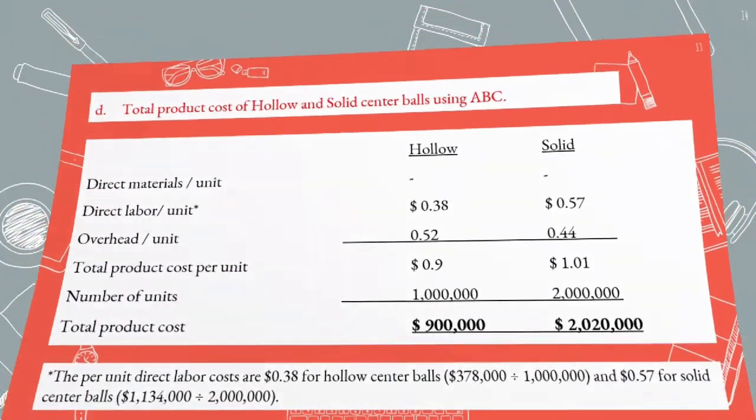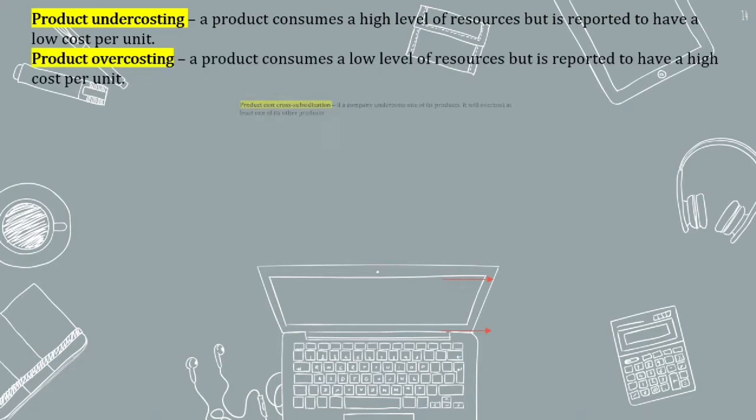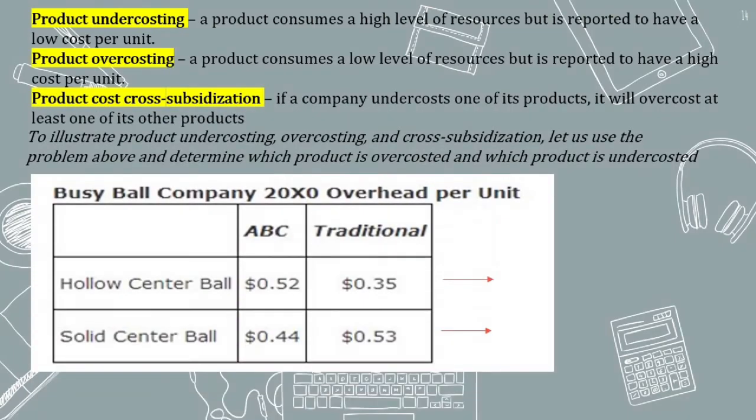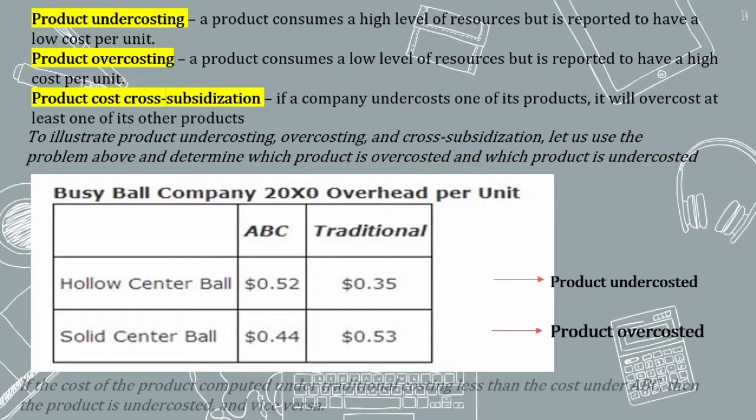We are done with the computations. For now, let us identify which product is overcosted and undercosted. In the hollow center ball, the overhead per unit under traditional costing is less than the overhead per unit using activity-based costing. Therefore, this product is undercosted. In the solid center ball, the overhead per unit under traditional costing is greater than the overhead per unit under activity-based costing. Therefore, this product is overcosted.